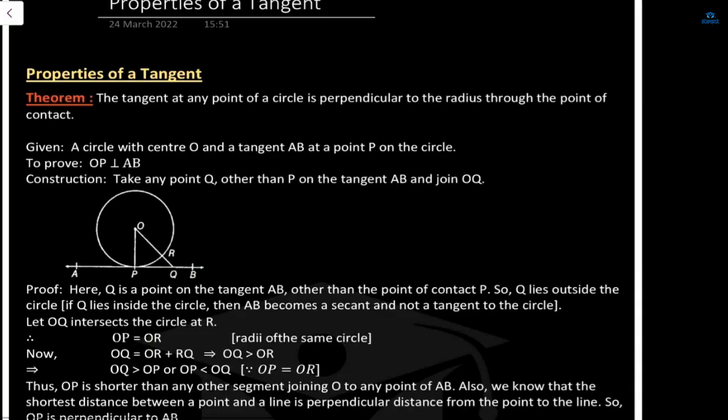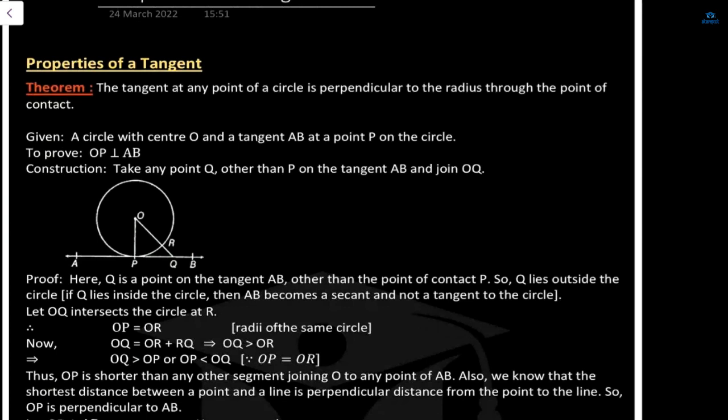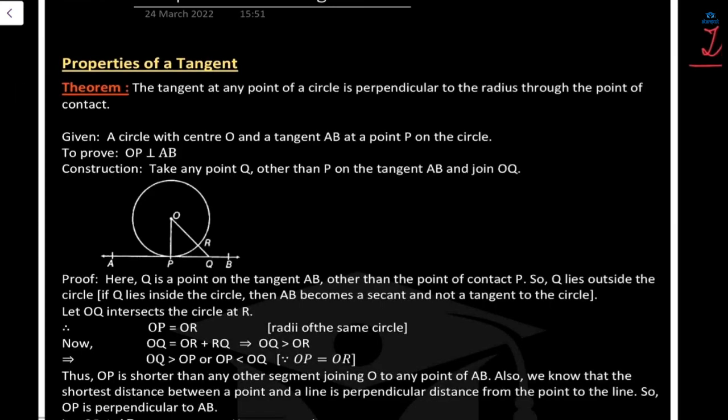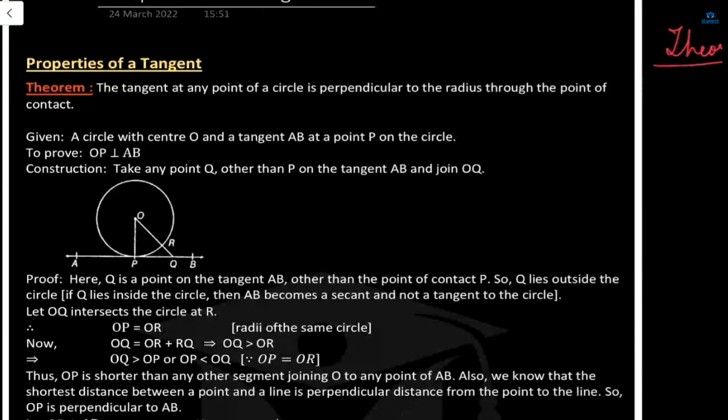This is called the length of the tangent. Okay. Now properties of tangent. In properties of tangent, we will study the theorem. Now, what does this theorem say? That the tangent at any point of a circle is perpendicular to the radius through the point of contact. The tangent at any point of a circle, circle के किसी भी point पे होगा, is perpendicular to the radius through the point of contact where it is meeting.